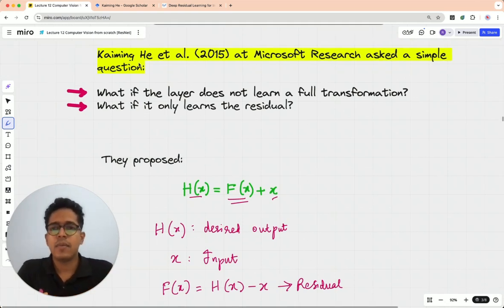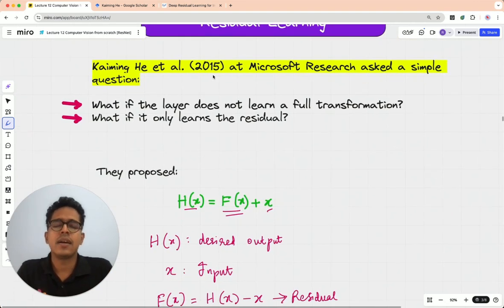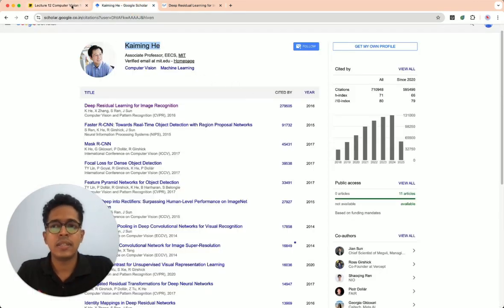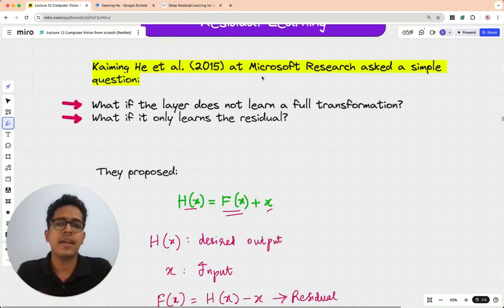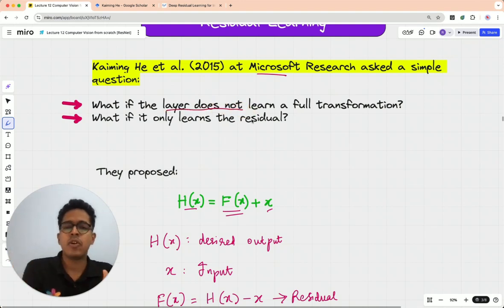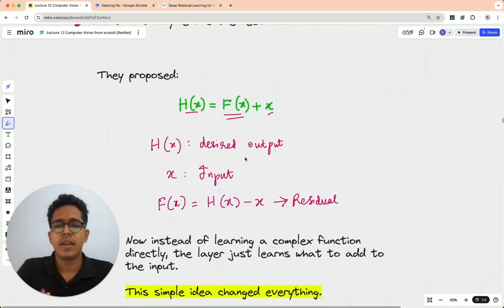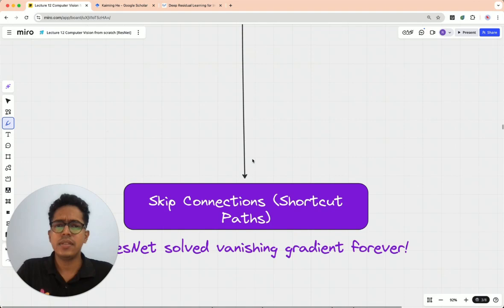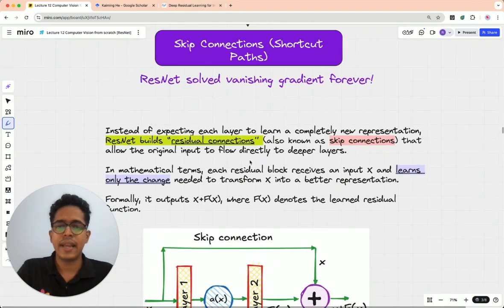So this paper by Kaiming He and others in 2015, although here it shows 2016, I think originally the concept was introduced in 2015 at Microsoft Research. And what they did is, instead of the layer learning the entire transformation from input to output, it will simply learn the difference between output and input. So this is the idea of skip connection.